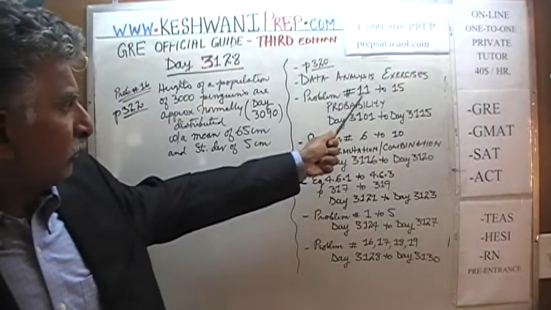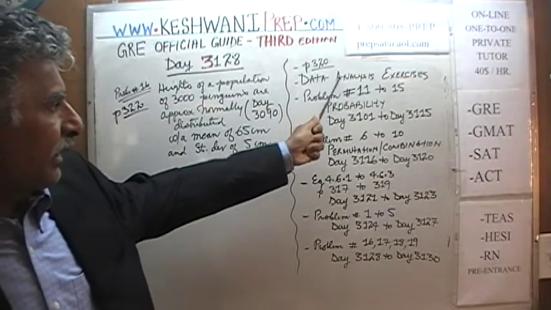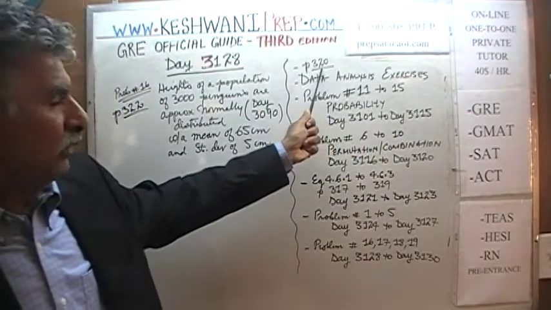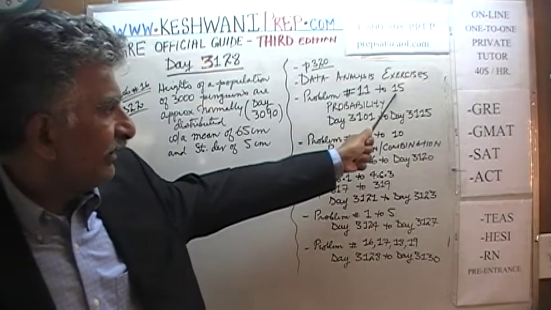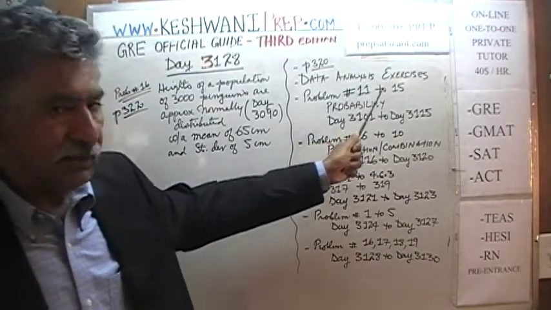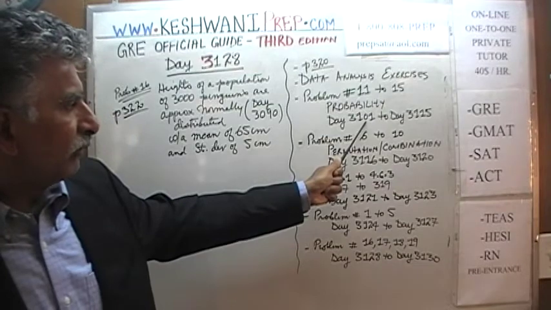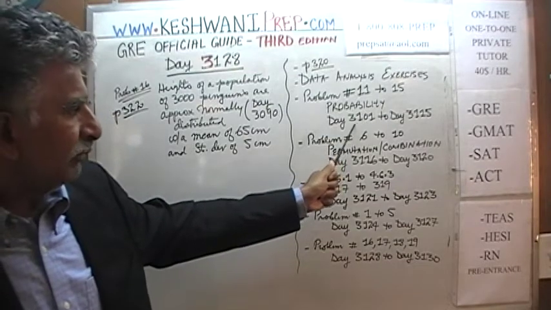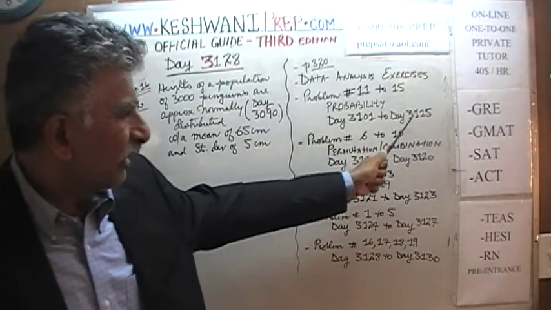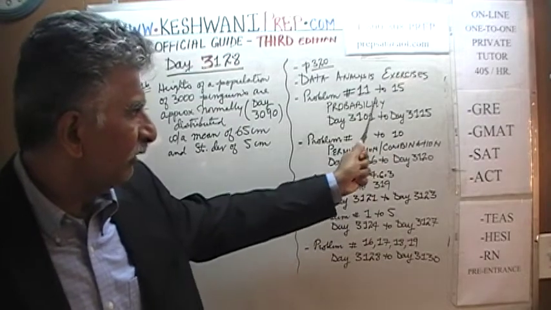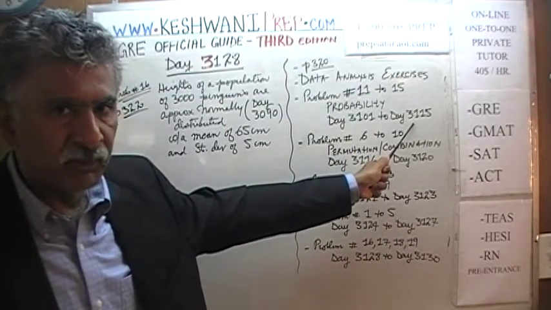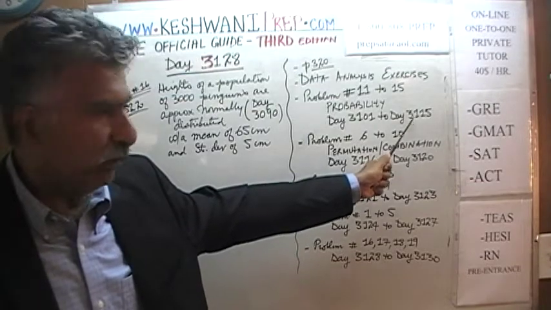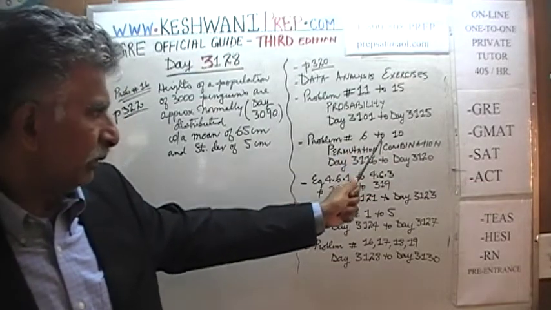Very quickly, let's go through them. These are the data analysis exercises that you will find on page number 320. Problems number 11 through 15, dealing with the topic of probability, were done from day number 101, from 3101 to day 3115. There are 15 videos, even though there are only 5 problems, because there are many more problems that we did that were not in the book, dealing with the topic of probability.